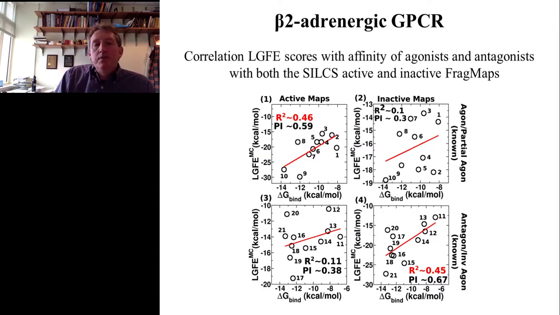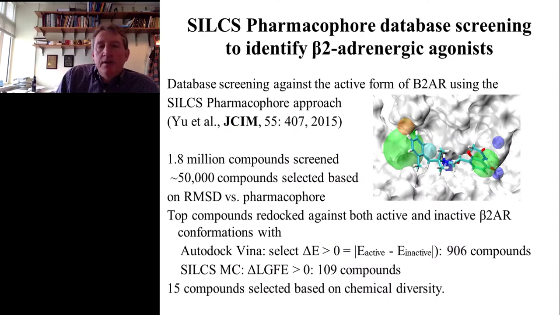Quantitatively, we can validate the usefulness of the active maps versus the inactive maps. What we see is that if we take the active maps with a series of agonists or partial agonists, we get nice correlation. However, if we take the inactive maps with the same series of agonists or partial agonists, we get much poorer correlations. However, if we take inactive maps with antagonists or inverse agonists, we get good correlation. However, those same antagonists or inverse agonists with the active maps give poor correlation. So this idea of looking at different types of fragment maps for the active state and the inactive state can be used quantitatively, as we're showing here, as well as qualitatively, as we showed in the previous slide. So what we wanted to do here is come up with totally new agonists of the beta-adrenergic receptor.